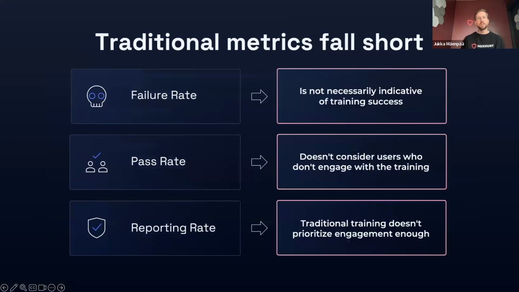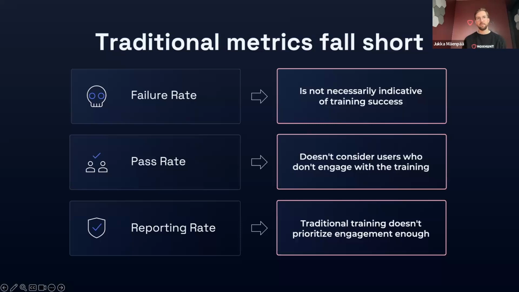Well, with these traditional phishing metrics, let's discuss how they fall short. So the failure rate, it's not necessarily indicative of the training success, right? You can manipulate that by sending easier phishing simulations. So if that campaign is very easy for everyone that's participating, it's more likely that you get a lower failure rate. Then again, if you suddenly send a very difficult phishing simulation, that's going to increase your fail rate. So it's not really taking into account individual skill and where people are at with their knowledge and awareness and ability to spot phishing emails.